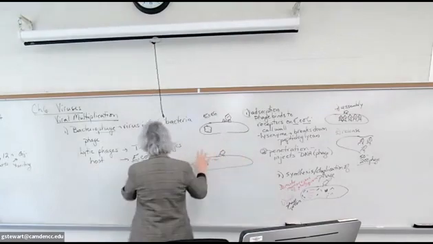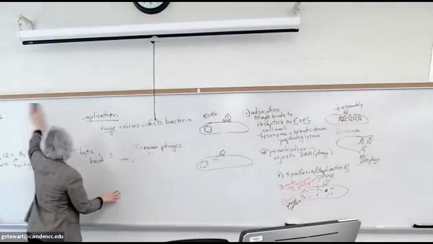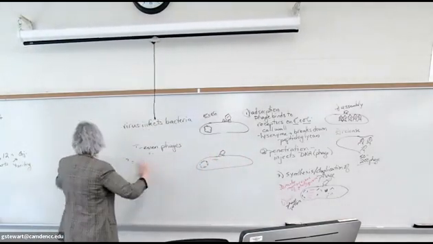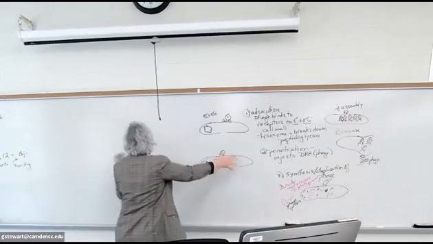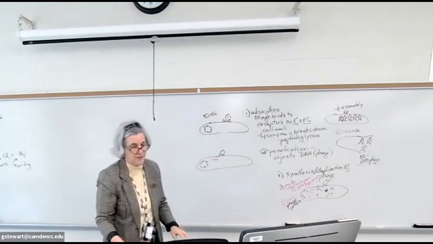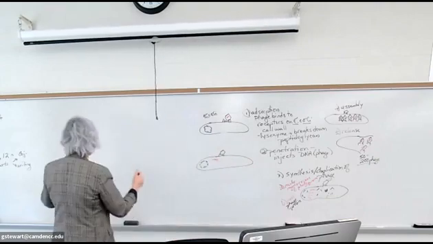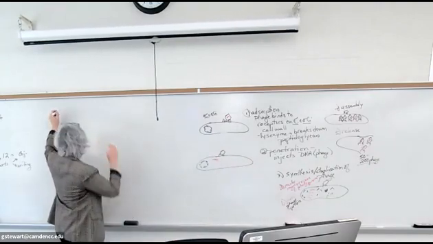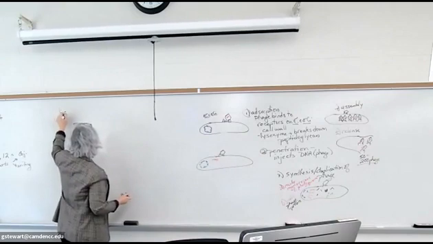I'll leave this here and try to draw over here so that we can reference back to the other one. So this is a lytic phage. This is a T-even phage. Now I'm going to spend a little time talking about a different type of bacteriophage. It's called a lysogenic phage.